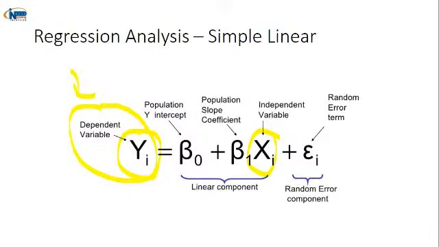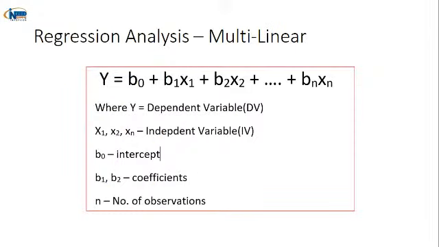Here you can see that there is one population slope coefficient, there is one random error term, and there is a population intercept. So there are three more things here which will affect the output. Why are these three things there? Because in real time they are not exactly proportional. There can be certain factors which might affect them. Fine. But if you go for multiple regression, in that case you will have more than one input.